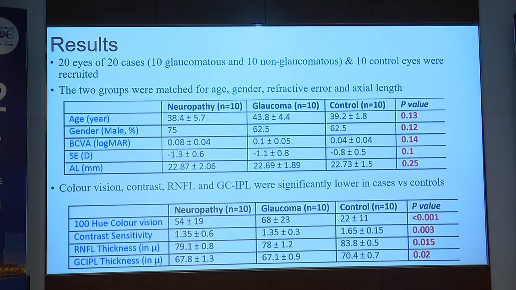So these are the results. We enrolled 20 cases, 10 glaucomatous and 10 non-glaucomatous, and 10 control eyes. In the first chart, the age, gender, vision, refractive error, and axial length are all matched in the cases as well as controls. This matching is important because photoreceptor density is affected not only by age but also by refractive error and axial length of the patient. Then have a look at the color vision, contrast, RNFL, and GCIPL. All these are significantly affected in cases as compared to the controls.